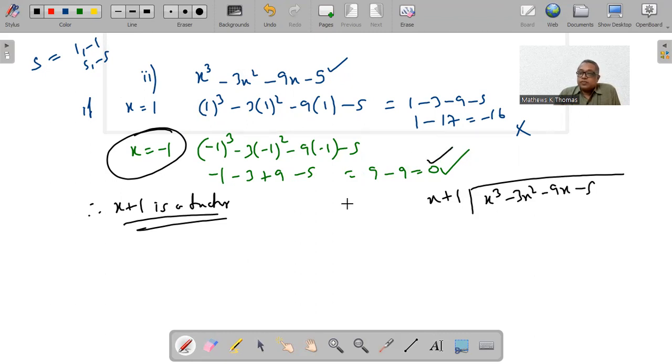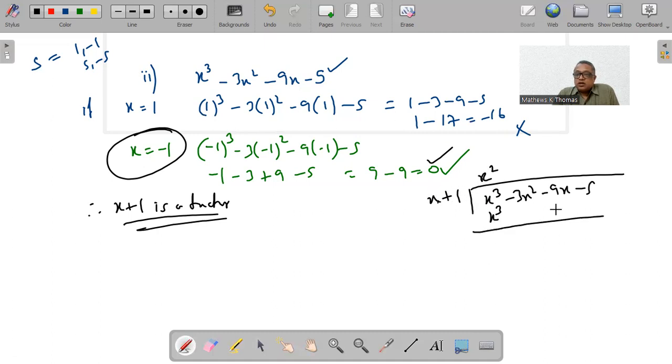I got 0 here. So how to divide now? See here carefully. The first number here is x cube. The first number here is x. So x will be multiplied by which number to get x cube? X into x square is going to give us x cube, right? X into x square is x cube. Okay, the powers are added.